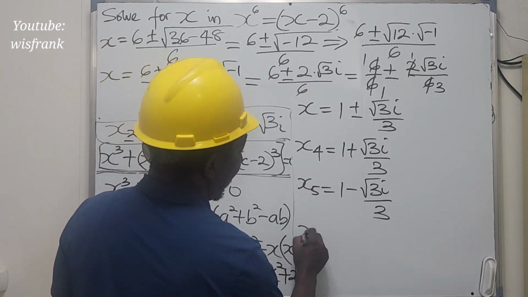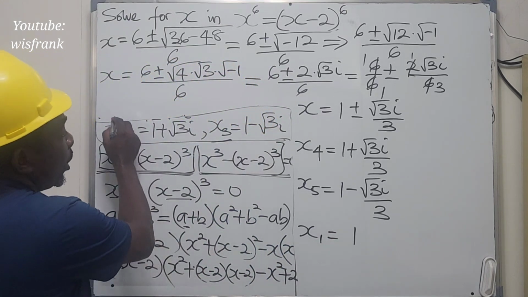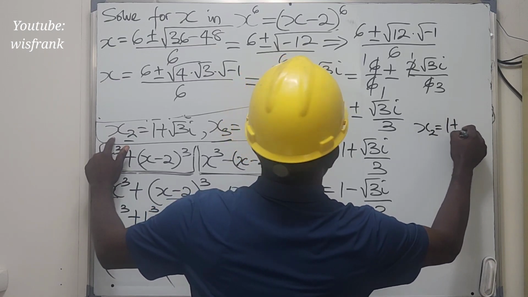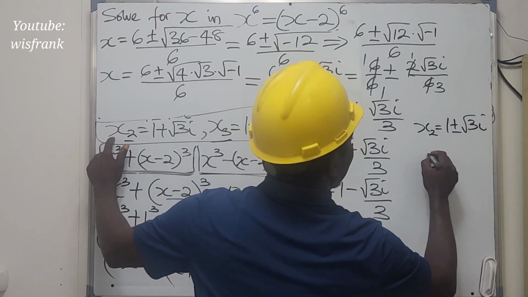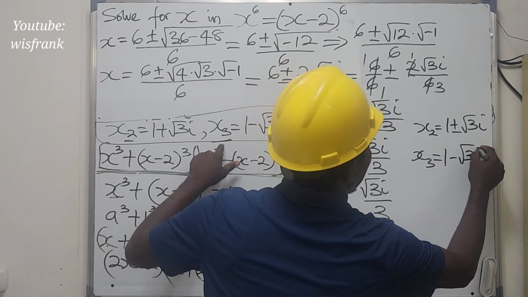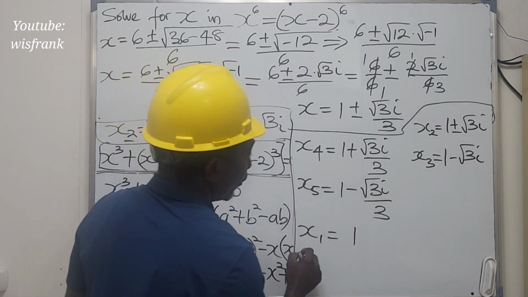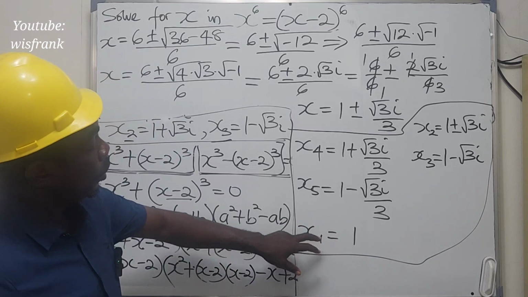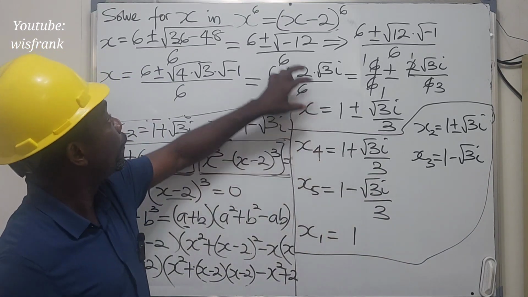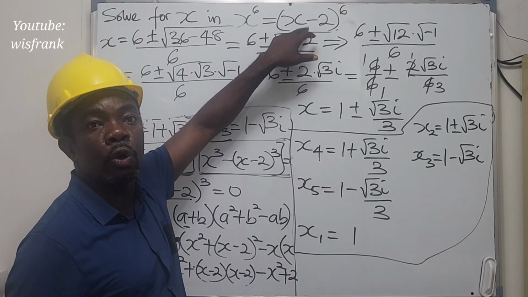And we recall that our x1 was equals to 1. So these are the possible values of x. We have x2 here equals to 1 plus root 3i. Then our x3 here equals to 1 minus root 3i. So these are the possible values of x that we have for that solution. We have all these x1, x2, x3, x4, and x5. The possible solutions of x for this equation that we're given, x to the power of 6 equals to x minus 2 all to the power of 6.